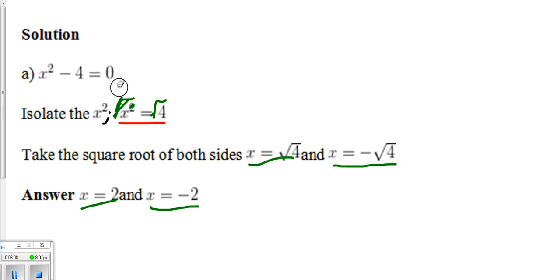And to prove it to you, let's plug these in. 2 squared is 4, minus 4 equals 0. Okay, so that one works. Negative 2 squared means negative 2 times negative 2, which equals 4, and 4 minus 4 equals 0. So this answer works as well.